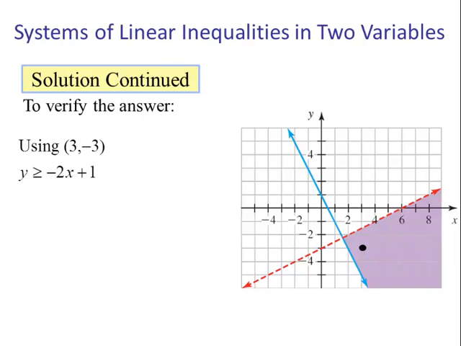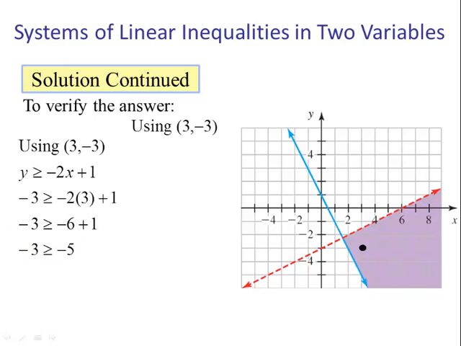I have to substitute this point in each inequality. So for the first one, y is -3, x is 3. So we have -3 is greater than or equal to -2 times 3 plus 1. Let's see if that's a true statement. We multiply and then we add. This becomes -5. So -3 is greater than or equal to -5. That is true. -3 is closer to 0 than -5. Therefore it's bigger.